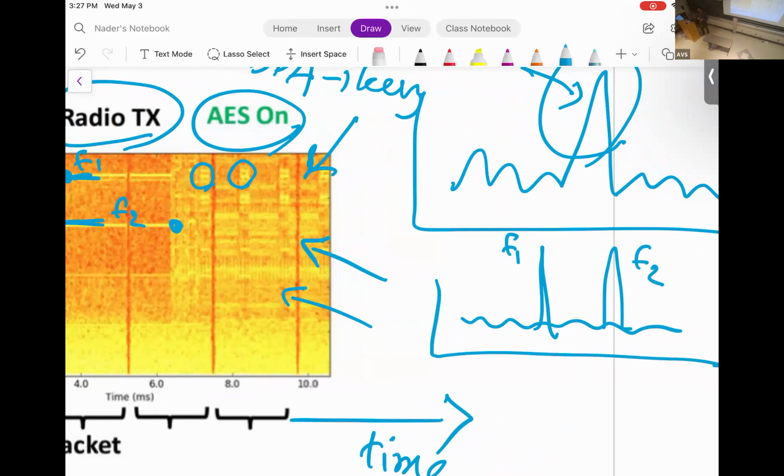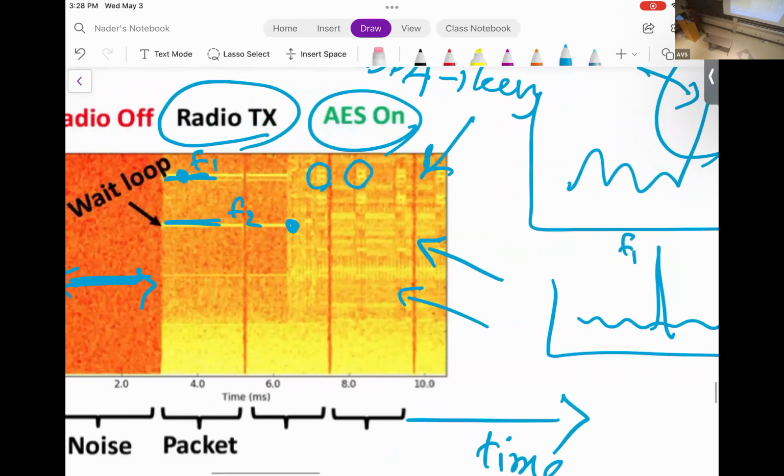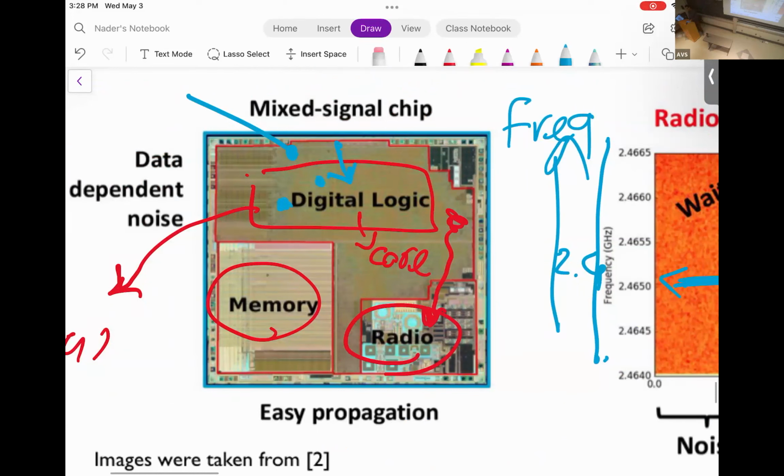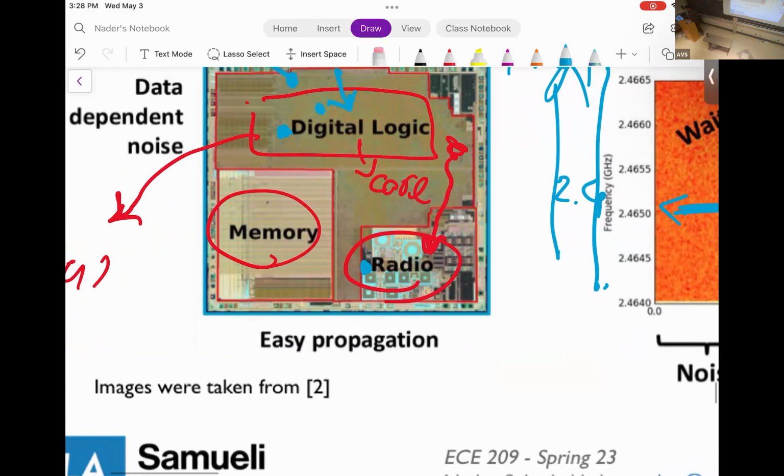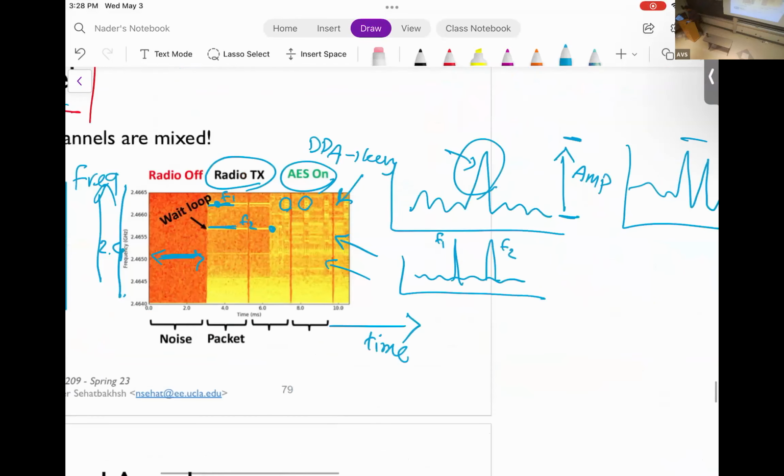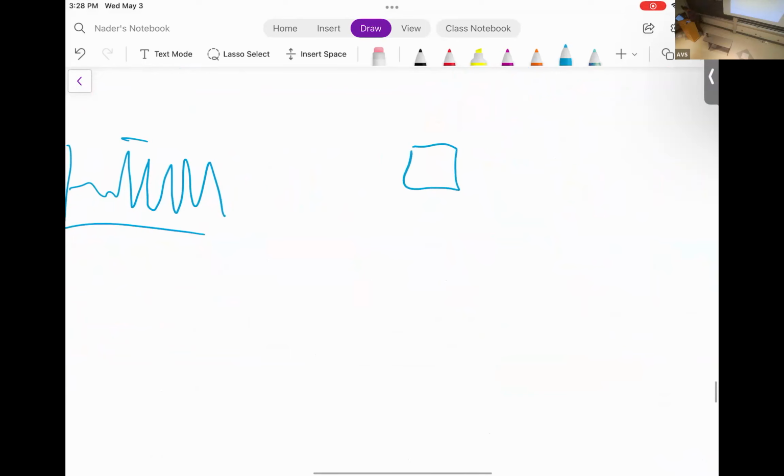Yes. So the statement is that on this particular device, the AES process happens in parallel with the radio transmitting, because you have a core here and a radio here, and these are two separate units, two separate modules. When they happen at the same time, there will be a lot of sparks in the power. Let me show it to you here. Conceptually, you have your CPU here and your radio here.